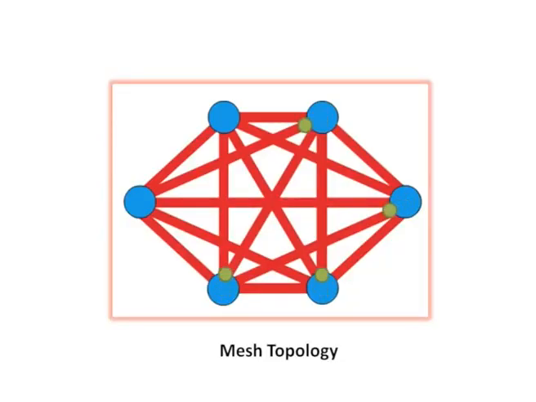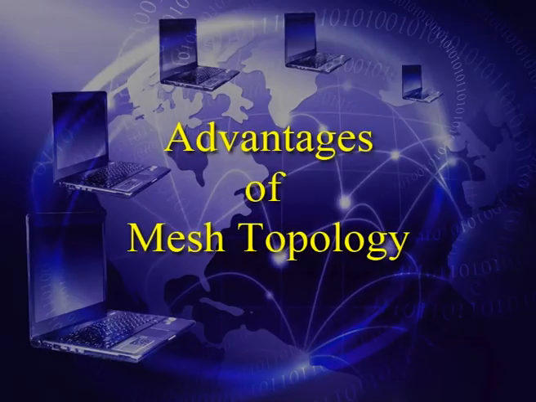In mesh topology, all nodes are connected to one another. It is widely used in WANs to interconnect LANs. It can further be divided into two categories, namely full mesh and partial mesh topologies, based on the degree of connectivity of each node. In full mesh topology, each node is connected to every other node of the network, while in partial mesh topology, each node may or may not be connected to every other node of the network.